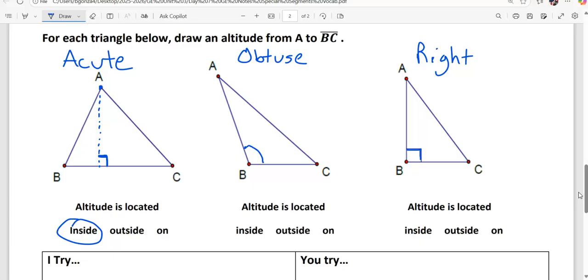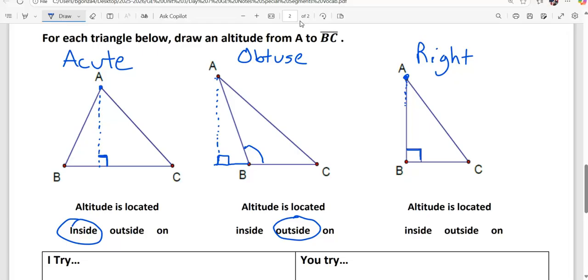This is where it gets weird. Now, if it's outside, it's going to go straight down. Watch this. Straight down. But when you go straight down, that's weird because it's outside of the triangle, right? So that's possible that you can have an altitude outside of the triangle if it's an obtuse triangle. Outside.